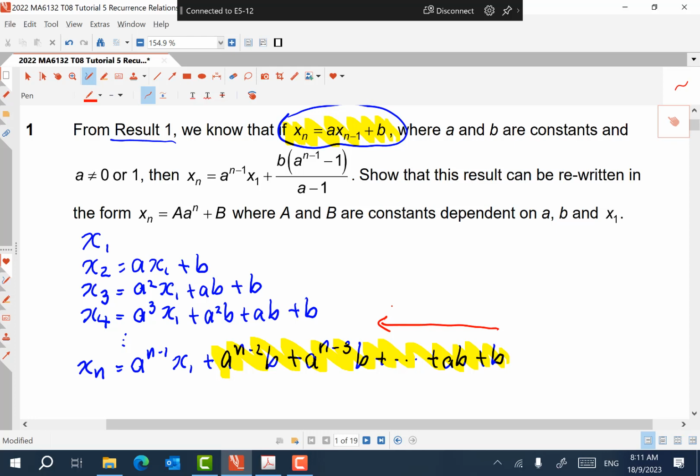Okay, Jianhui, how many terms are there? 10. It's not n. How many terms are there? Jianhui, once more. Yeah, n minus 1 terms. I was trying to catch your attention because you are distracting Chen Rui.